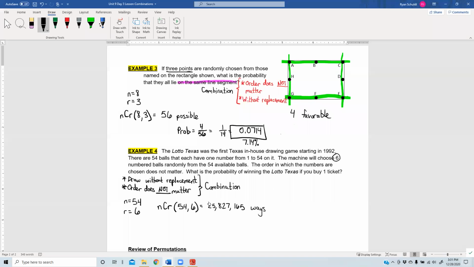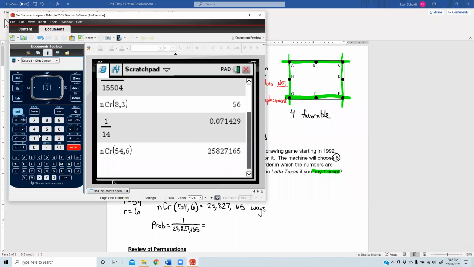Now, let's say you just bought one ticket. How many ways then do you want them to draw it if you just bought one ticket? All you care about is your way. You don't want someone else to win. You only want to win. So the probability that you win would be 1 over 25,827,165. Which, if we put that as a decimal, it's going to be a big old, nasty decimal too.